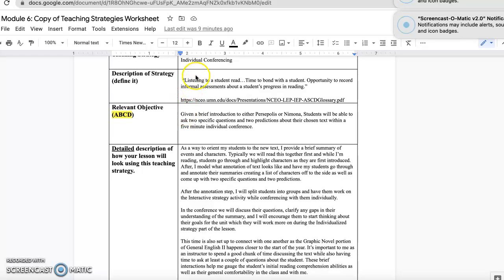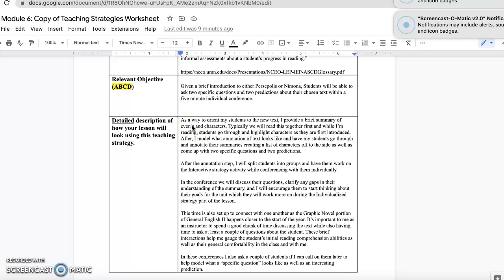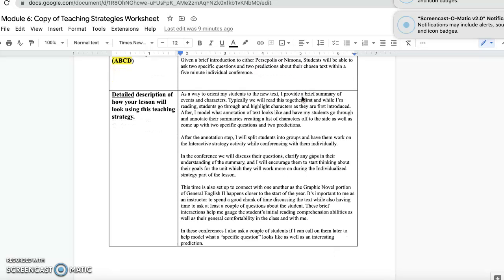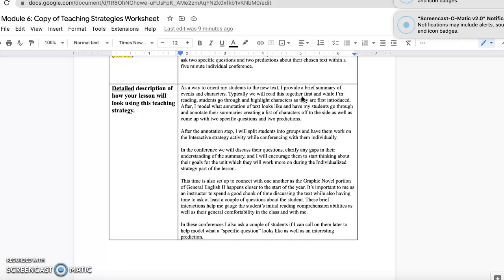I found a source that talks about the importance of listening to a student read. An example of some of the objectives that I wrote would be: given a brief introduction to either Persepolis or Nimona, students will be able to ask 2 specific questions and 2 predictions about their chosen text within a 5-minute individual conference. And I would have a rubric that details those questions and those predictions.